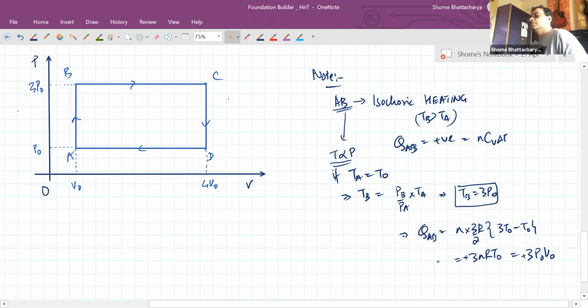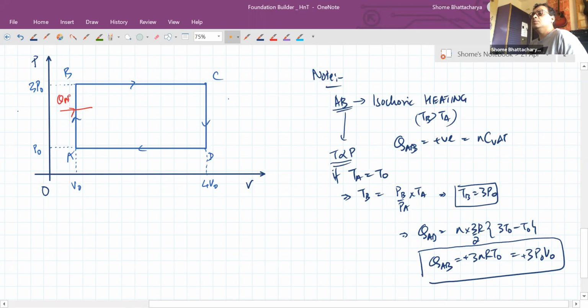Okay. This is QAB. So we can also represent it like this, that heat is coming into the gas during the process AB. Similarly, we'll see during the process BC also some amount of heat is coming into the gas. Okay. Because next thing we'll see is that BC is which type of process now?